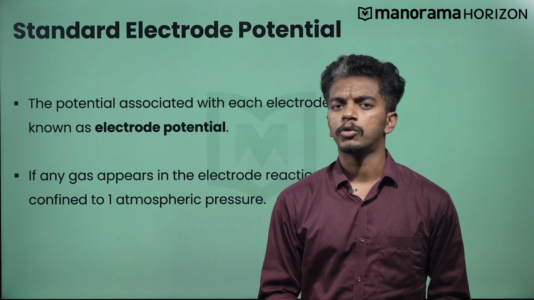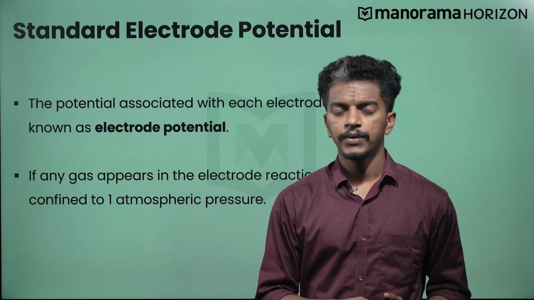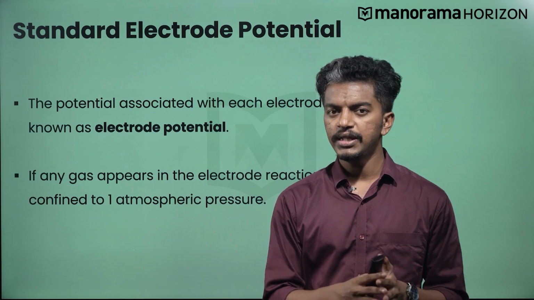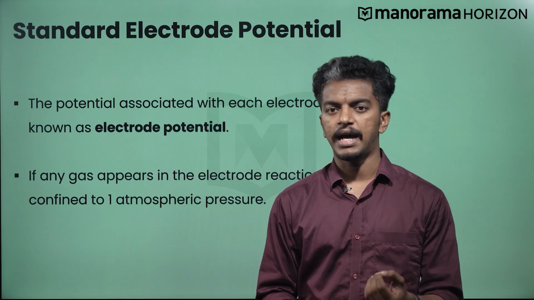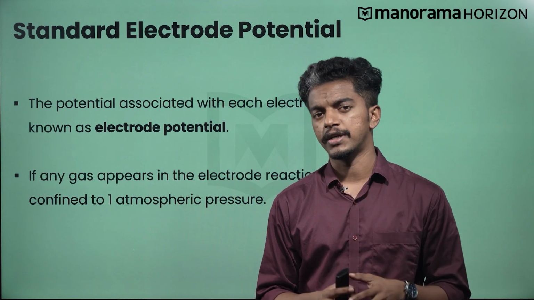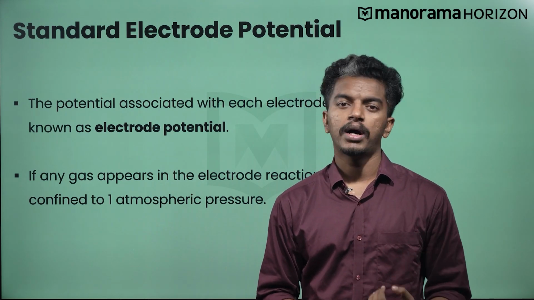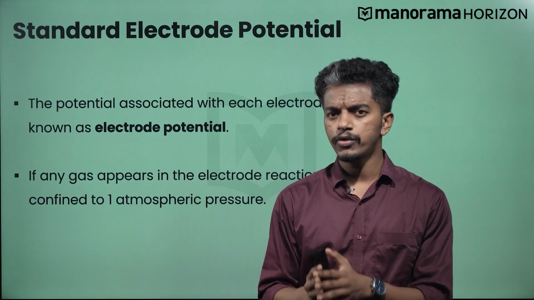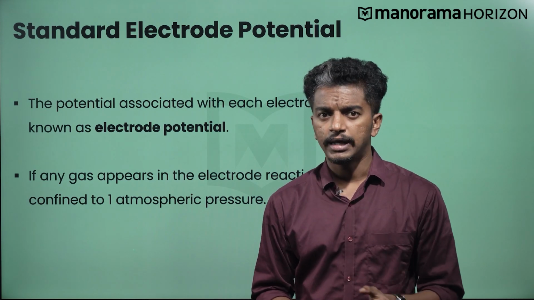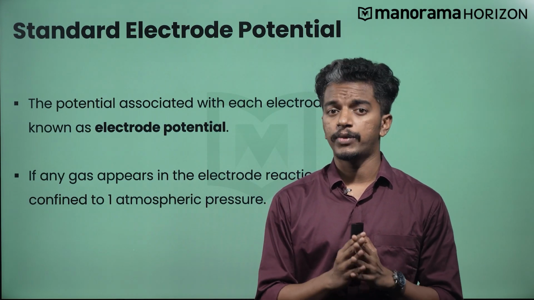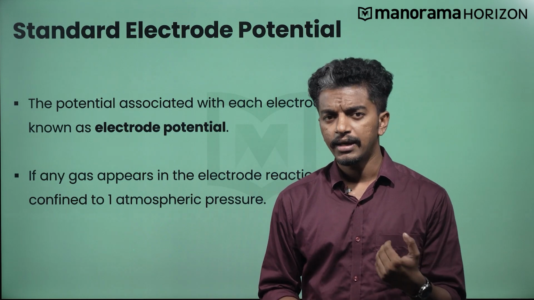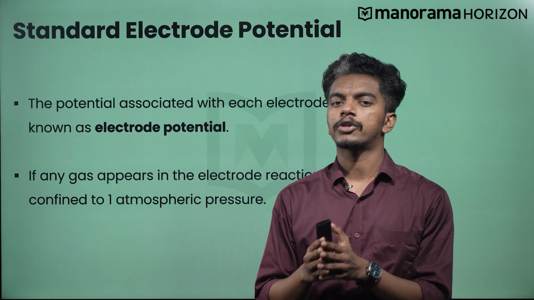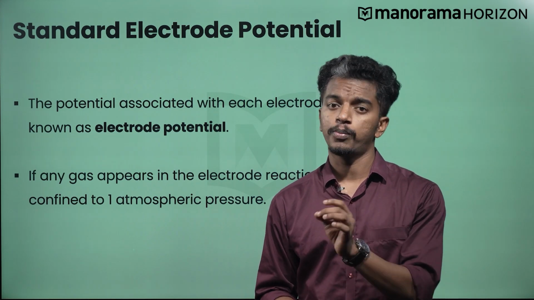Now, we will learn about the standard electrode potential. The potential associated with each zinc and copper electrode in the previous slides is known as electrode potential. If any gas taking part in the electrode reaction remains confined to 1 atmospheric pressure and the temperature for carrying out the reaction is kept at 298 Kelvin, then the potential of each electrode is called standard electrode potential.